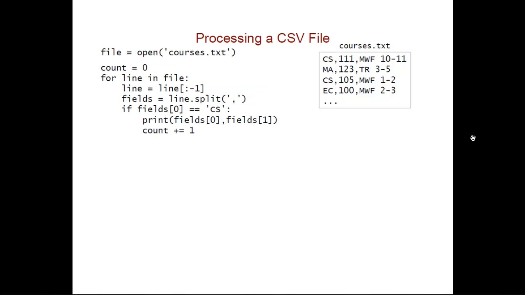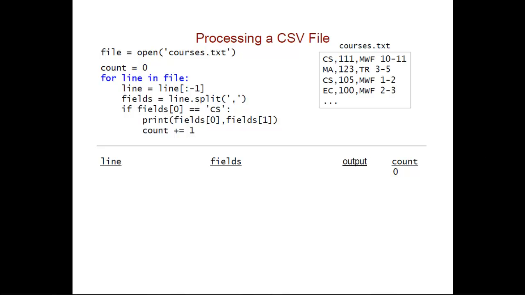So here's some code for processing courses.txt. We start by opening up a connection and getting a file handle. This time I'm using the variable file for my file handle. And what the rest of this code is going to do is go through the file line by line and count how many CS courses there are. It's also going to print out the name of any CS course that it encounters. So we start by initializing our counter to 0, and then we start our loop.